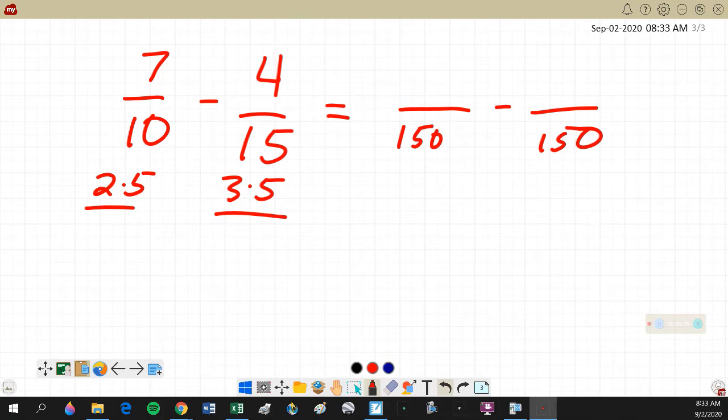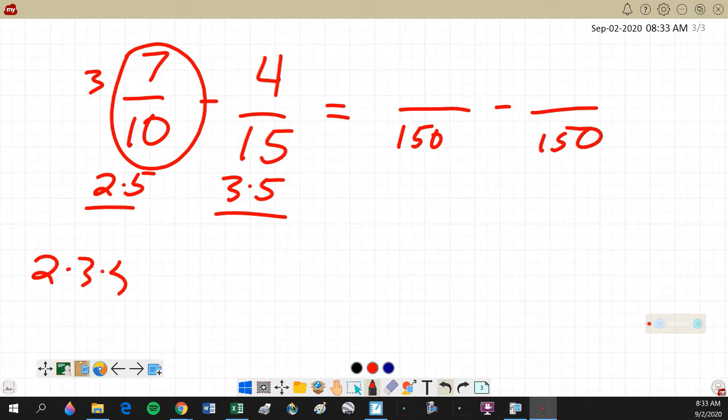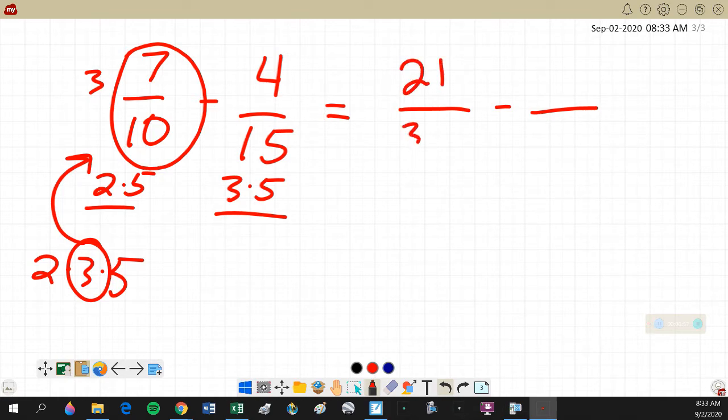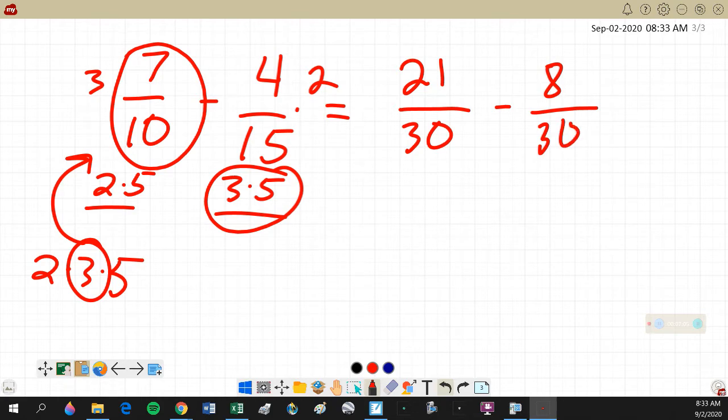Okay? What do I need to multiply this by to get to 30? 3. And look at this. That's the only thing that this is missing, is a 3. So that would be, oh, I don't want 150. So that would be 21 over 30. Okay? What is this missing? A 2. And that would be, that's subtraction, so 13 over 30. Does that make sense? Okay.